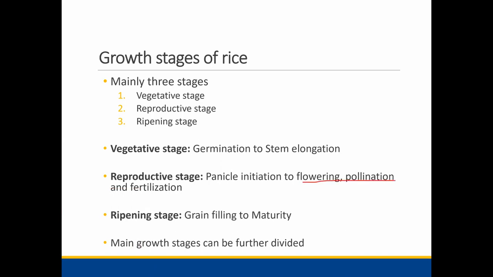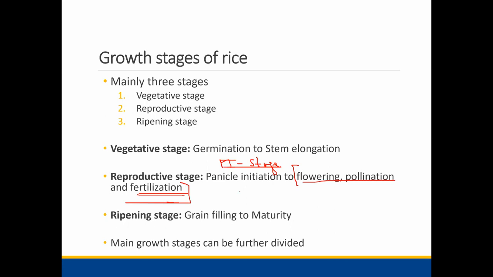Flowering, pollination, and fertilization occur within a very short period of time, so we can treat them as a single stage, which starts from panicle initiation, sometimes abbreviated as PI, the PI stage. And then the ripening stage is from grain filling to maturity. After fertilization, grain filling starts, and from that time to maturity is the ripening stage.